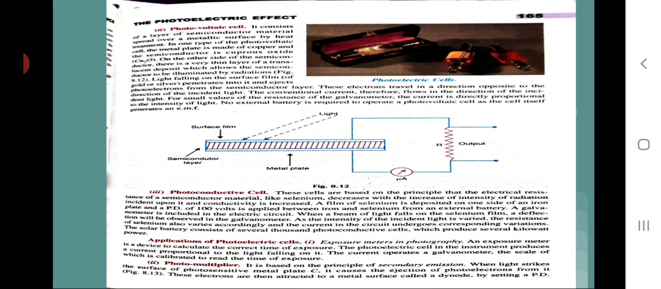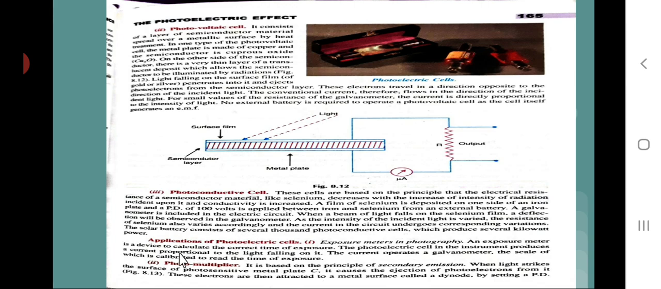A galvanometer is included in the electrical circuit. When a beam of light falls on the selenium film, a deflection is observed in the galvanometer. As the intensity of the incident light is varied, the resistance of selenium also varies accordingly, and the current in the circuit undergoes corresponding variation. The solar battery consists of several thousand photoconductive cells which produce several kilowatts of power.